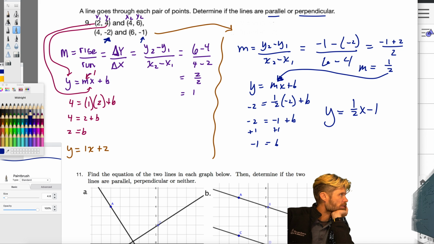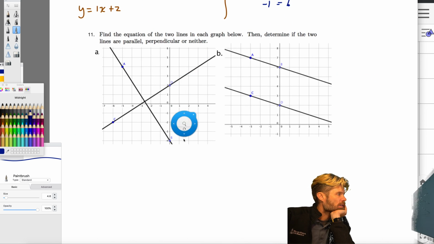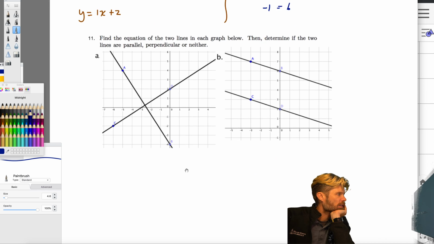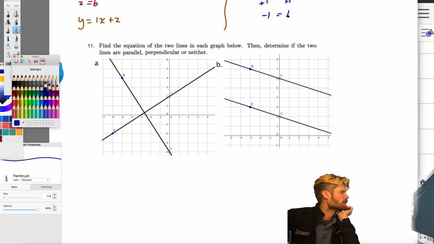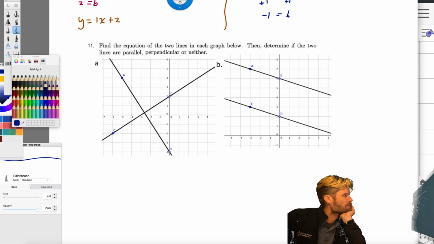Maybe the other one works for 10. So 11, there's only 11 and 12 left. There's part A and B. We're writing the equation of the two lines and then determining if they're parallel, perpendicular, or neither. Well, I'll just do a little bit here for you. Let's write an equation for line AB.